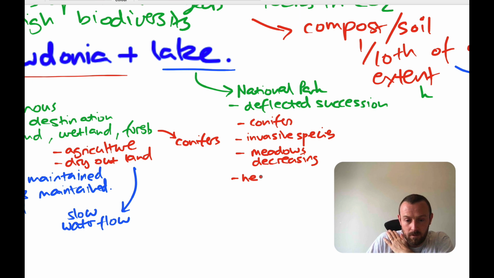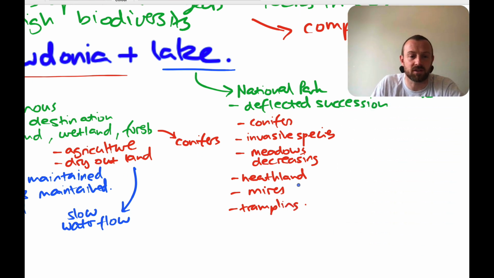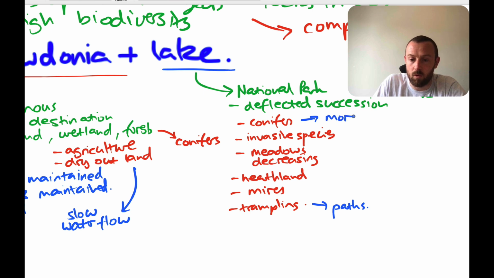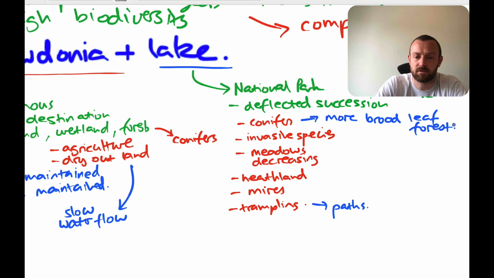Heathland is disappearing. This is kind of shrubland. Mires, and trampling. The solution for trampling is much the same as on the other side: we've got paths, etc. Conifers: we have more broadleaf forests with oak and beech and stuff like that. The government has made more incentives for that. Invasive species can be removed.